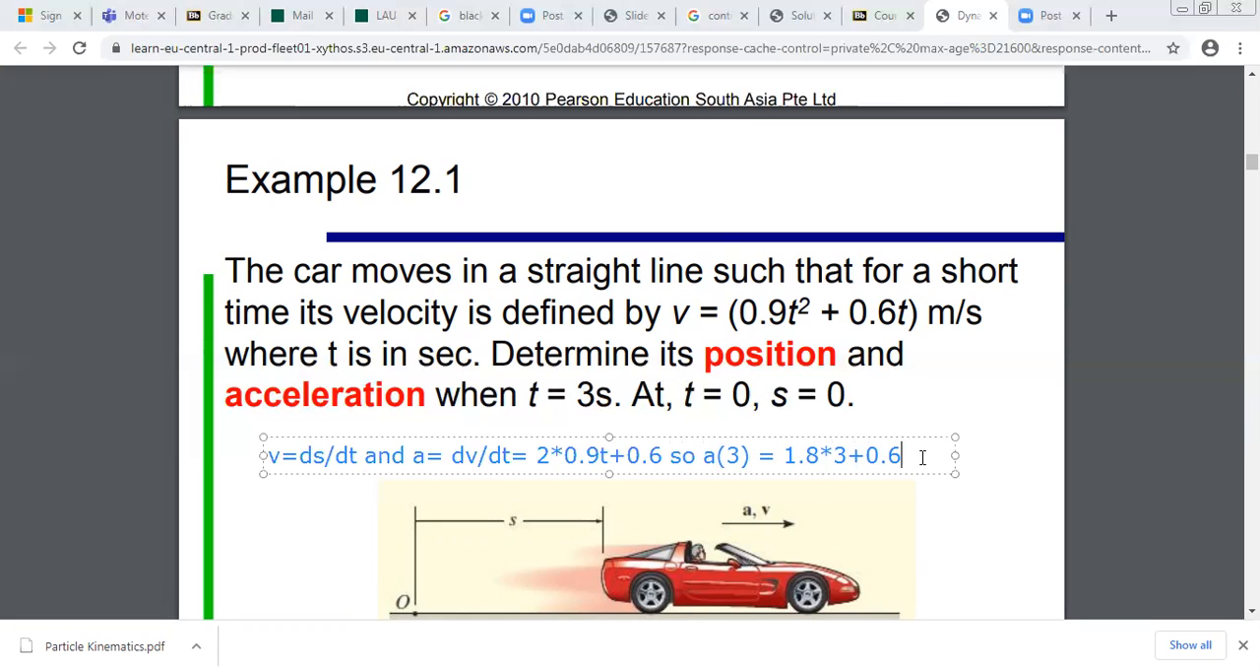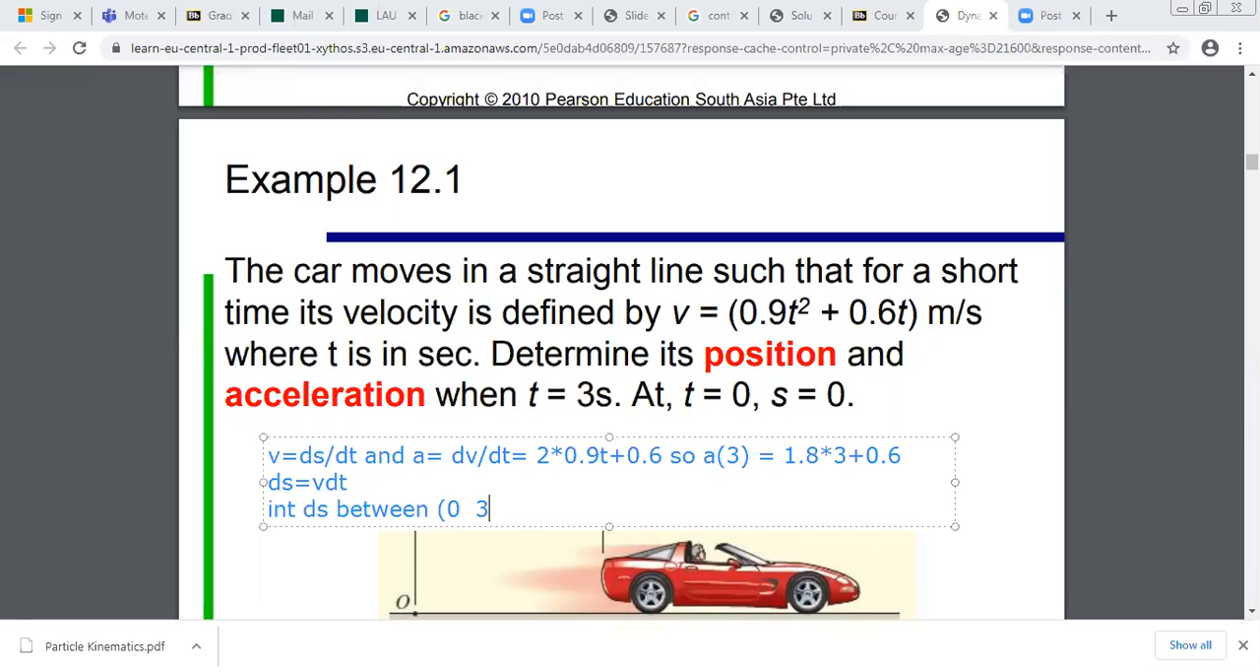Now, to find the position, to find s, I should do integration because we have v equals ds by dt. So if I do separation of variables, I get that ds equals v dt. Okay? And now I will integrate. So I will integrate ds between what and what? Between the boundaries. I am interested in between 0 and 3 seconds.